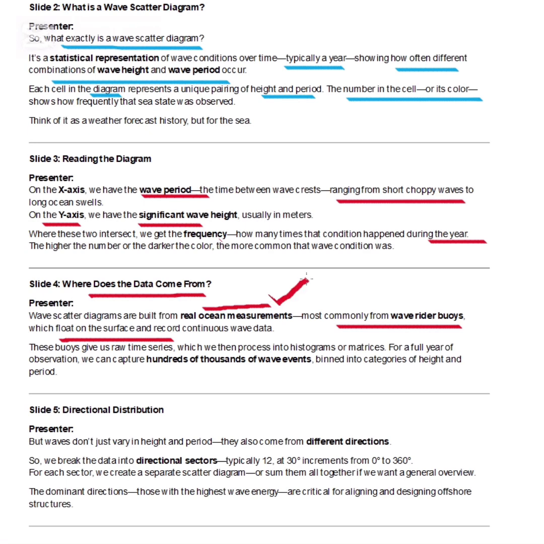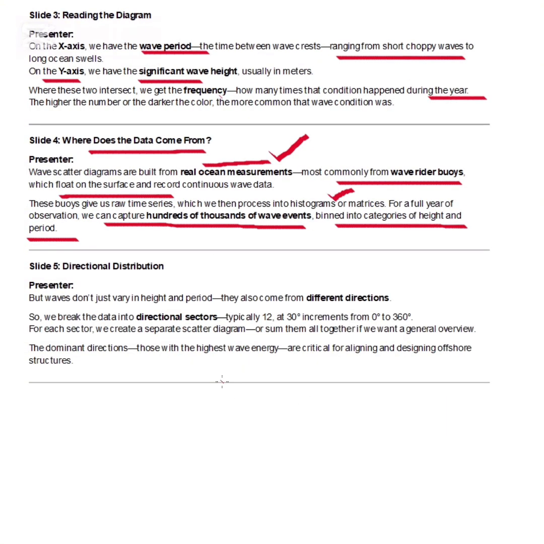How do they measure it? They are using wave riders. Wave riders are buoys that float on the surface and record continuous wave data. These buoys give us the raw time series, which we then process into histograms or matrices. For a full year of observation, we can capture hundreds of thousands of wave events, binned into categories of height and period. So millions of cycles can happen, millions of times that particular combination is going to happen.